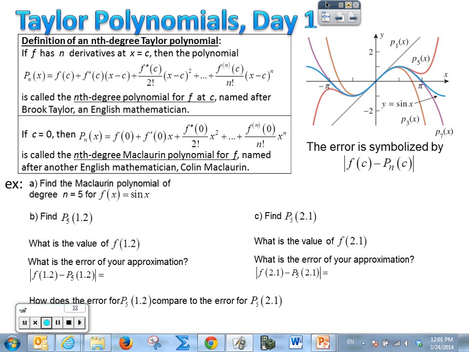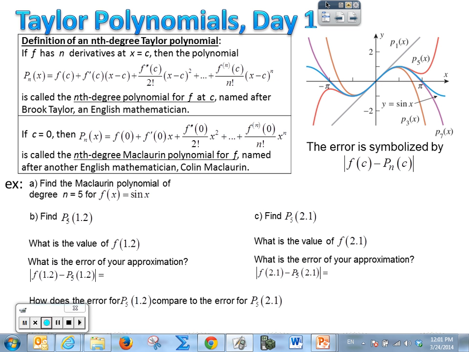Maybe we have a function that is impossible to integrate. And we looked at some approximation techniques last unit. The Taylor polynomials and the Taylor series and Maclaurin series are approximation techniques. What they're going to allow us to do is approximate functions that are more difficult to work with.